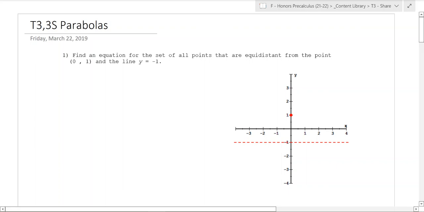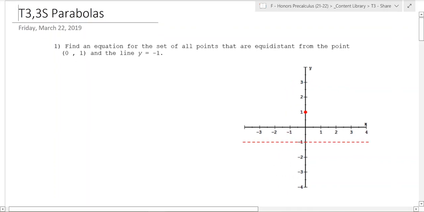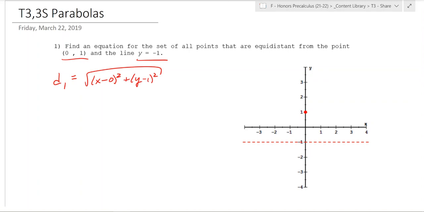Today we're going to talk about parabolas, which we're going to kick off by trying to find an equation for the set of all points that are equidistant from the point (0, 1) and the line y = -1. We're going to do this by setting up a distance equation. The first one is going to look like this: the square root of (x - 0)² + (y - 1)². And the reason we're going to do that is we're calculating two distances and setting them equal to each other.